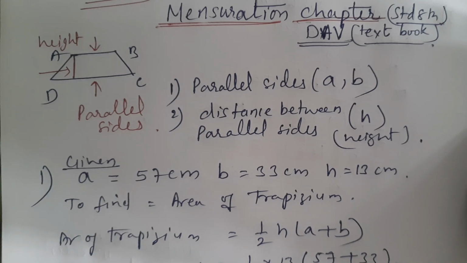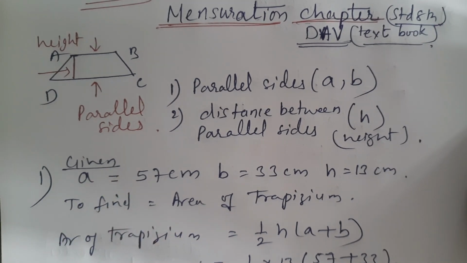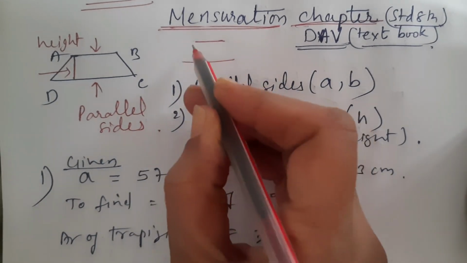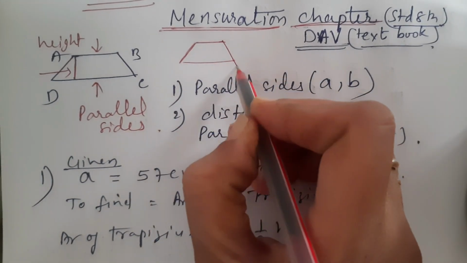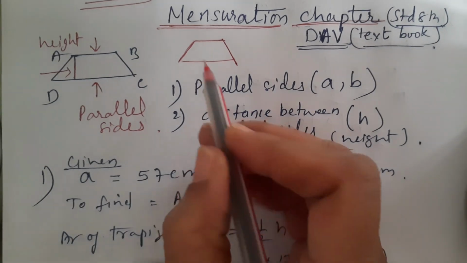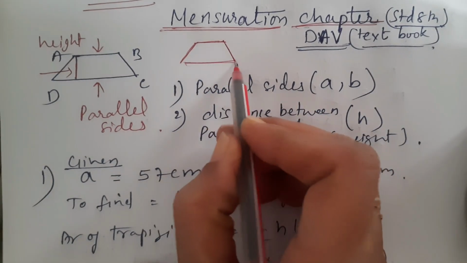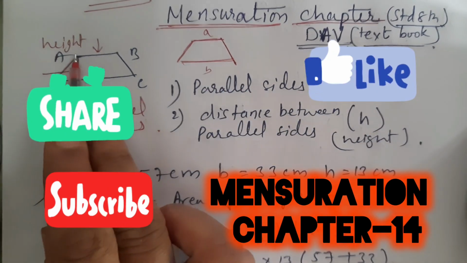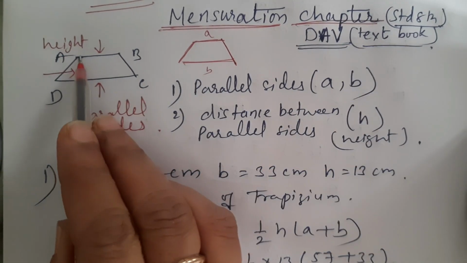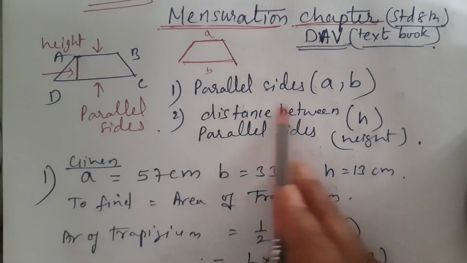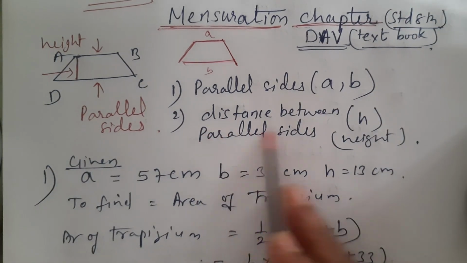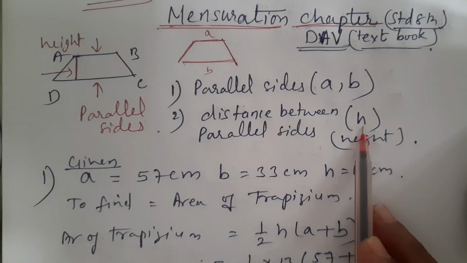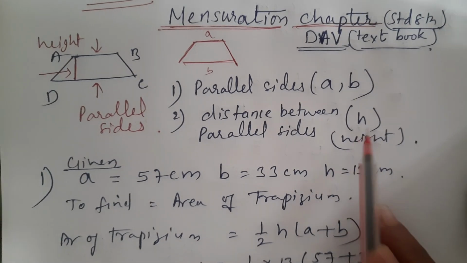Here we have the first worksheet based on trapezium. What is a trapezium? A shape with two parallel sides and two non-parallel sides; we call it a trapezium. In the trapezium, the two parallel sides are denoted as a and b, and the distance between the parallel sides, which is also called height or altitude, is represented by h. So let's start with the first question.